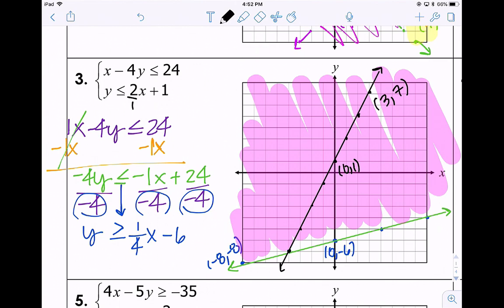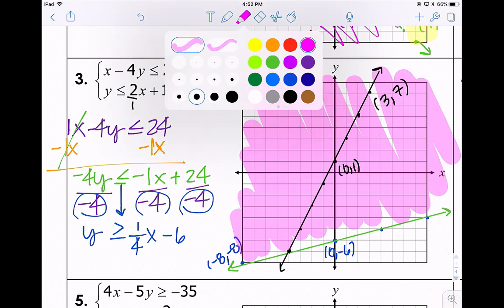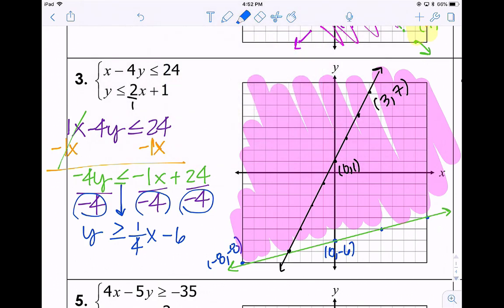All right, and then the last thing is which way do we shade for that one? So this says y is less than. So less than this line is going to be shading below. So we're going to shade below. And then we're looking for where, in this case, my pink and blue overlap. So you can see up here is just pink. This little section down here doesn't have any. This one on the bottom right is just blue. And then this section right here, between this black line and this green line, this is all the shaded area.